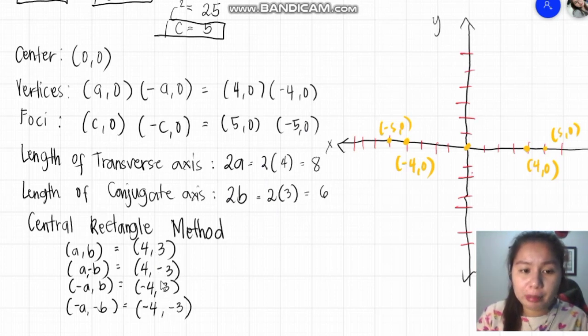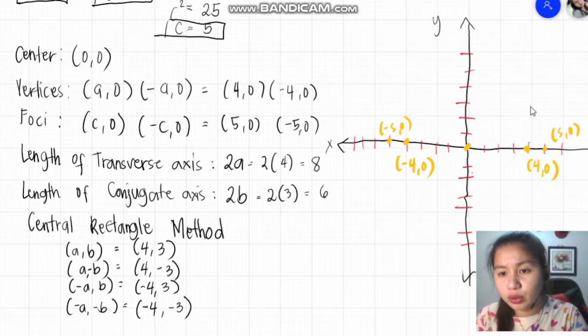I-locate nyo lang, or ipa-plot nyo lang si central rectangle, or yung apat na points natin, apat na coordinates. So, we have 4, 3. So, 1, 2, 3, 4, and then 3. Angat ng tatlo. 1, 2, 3. So, dito si 4, 3.